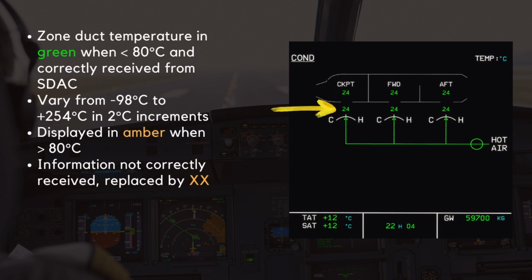Just below this is another zone temperature. This one specifically refers to the zone duct temperature and is displayed in green when their values are below 80 degrees C and is correctly received from the SDAC. The duct temperature values vary from -98 to +254 degrees C and are increased and decreased in 2 degree increments. The duct temperatures are displayed in amber when their values are above 80 degrees C and are replaced by two amber crosses when their values are not correctly received by the SDAC.